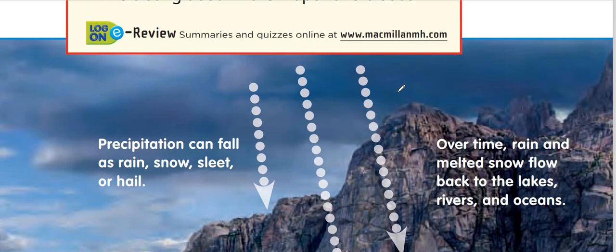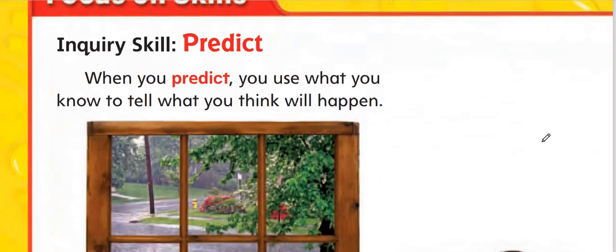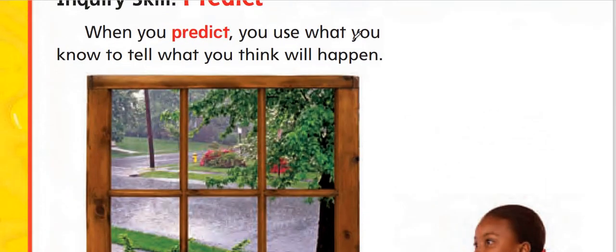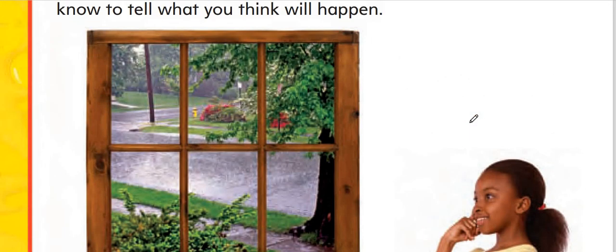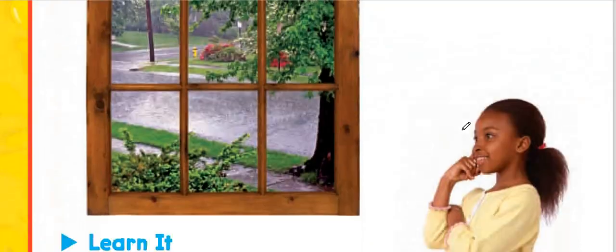As we said, once the water cools down, the precipitation will happen. It's going to fall as rain, snow, sleet, and hail. Over time, rain and melted snow flow back into the lakes, rivers, and ocean. Here in front of us, when you predict, you use what you know to tell what will happen. I can tell what I know, and I predict what will happen.